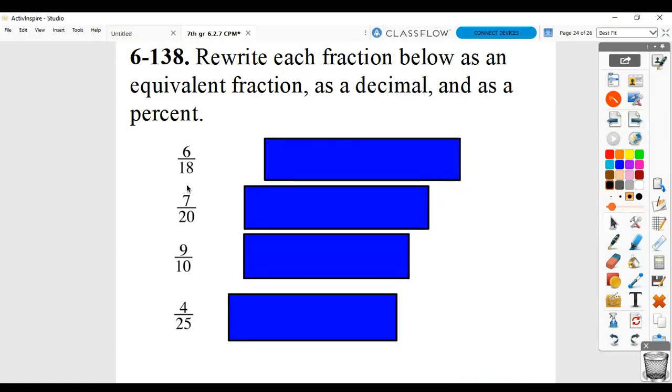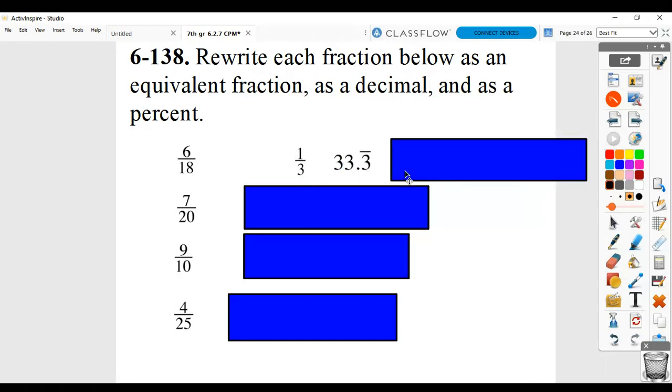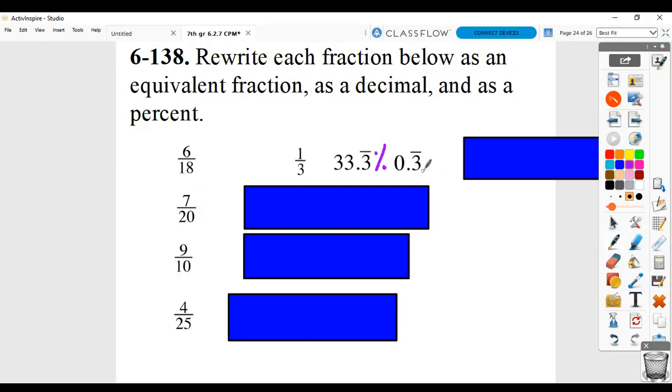Here they want you to rewrite these as an equivalent fraction, a decimal, and a percent. So for 6/18, I could divide both of those by 6, and my equivalent fraction would be 1/3. The decimal for 1/3 is 0.3 repeating, and the percent, which I should add a percent sign here, is 33.3 repeating percent, or 33 1/3%. Now, if you didn't know that 1/3 was 0.3 repeating, you could divide it on a calculator or with long division. And then again, once you know the decimal, you're moving the decimal point 2 places to the right and adding the percent sign.